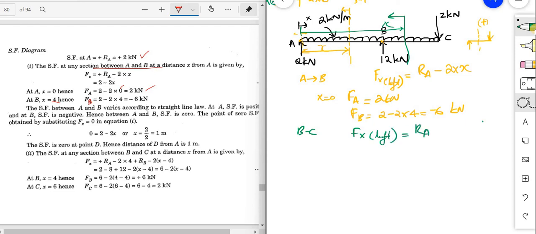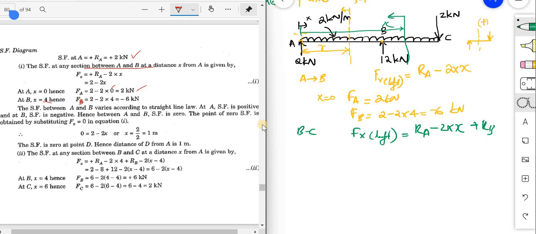That is Ra will be there, then Ra minus 2 into x, or the total distance can be taken from here, so Ra minus 2 into x, minus, then plus Rb. So this is the equation for the force in this direction, in the region BC. So in the region BC, the equation is written like this.